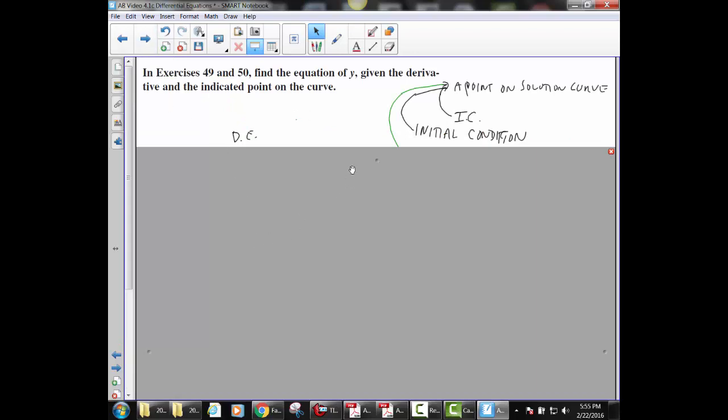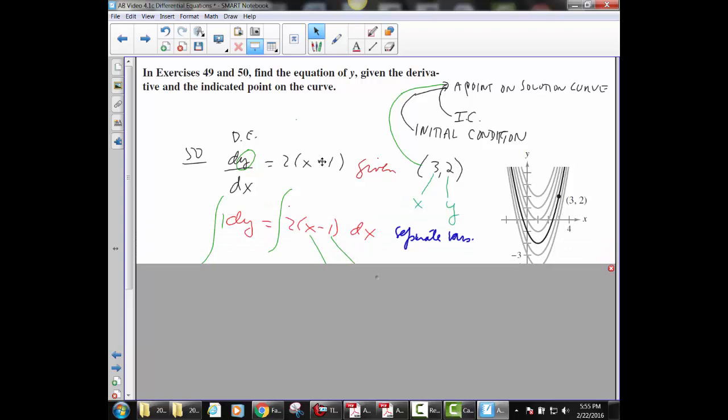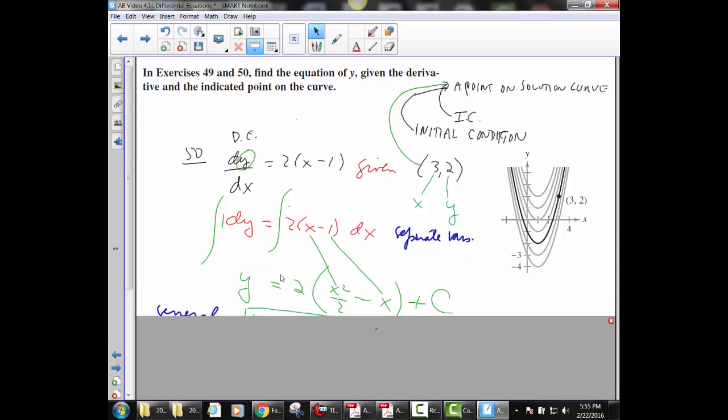In numbers 49 through 50, it says find the equation of y given the derivative and the indicated point on the curve. So basically, they're giving you a differential equation, but you're not going to get a general solution this time. You're going to get a particular solution because they have given you a single point. Here's what we do. We separate the variables, so we bring the x to this side. We integrate both sides. We get y equals 2 times x squared over 2 minus x plus c.